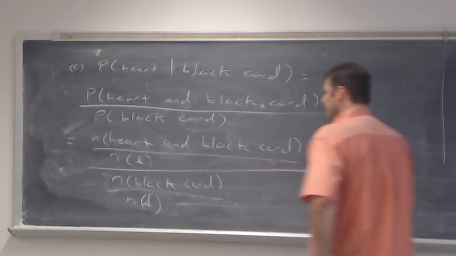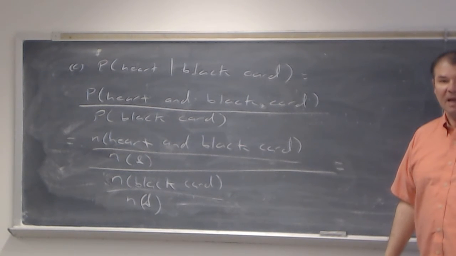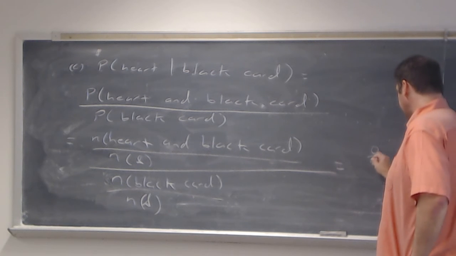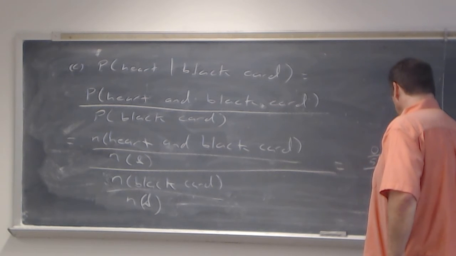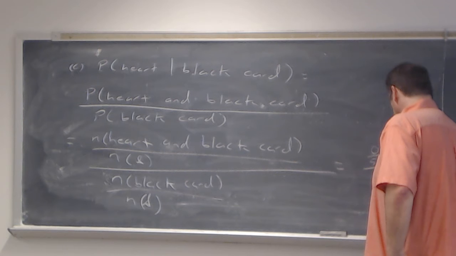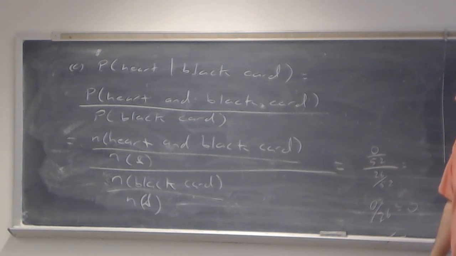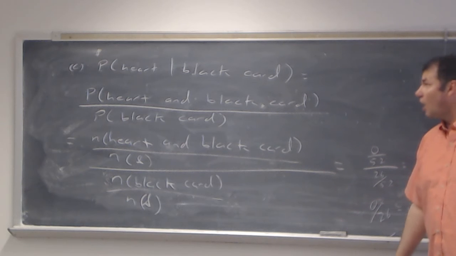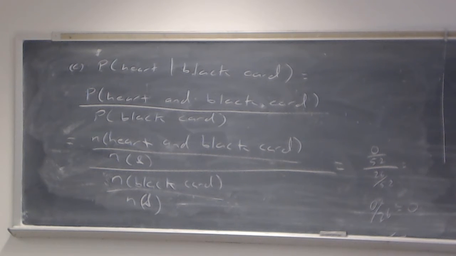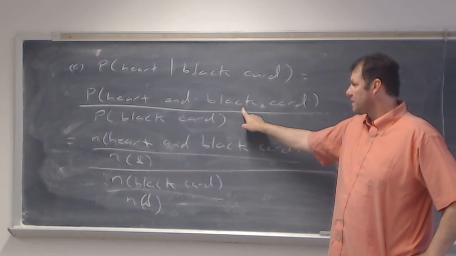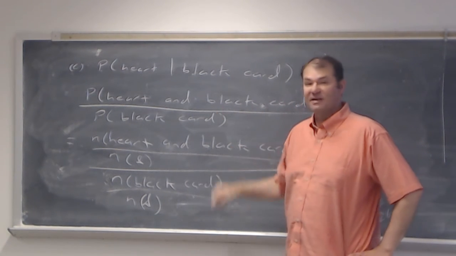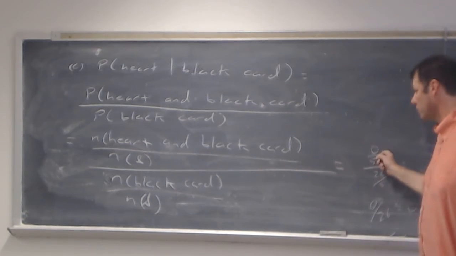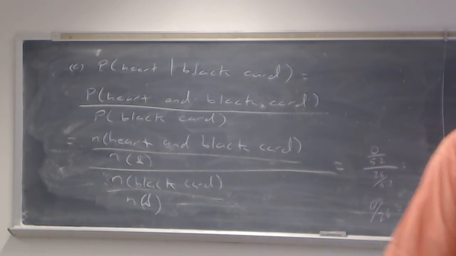And what that's equal to, well, there are no hearts that are black. They're all red. So this is 0 out of 52 over 26 over 52. So we end up getting 0 out of 26, which is 0. So the chance of getting a heart, given that what was selected was a black card, is 0. And that really involves, in this first probability computation that I did, that the intersection between these two events is the empty set. And the probability of the empty set is 0. That's what we see right now.